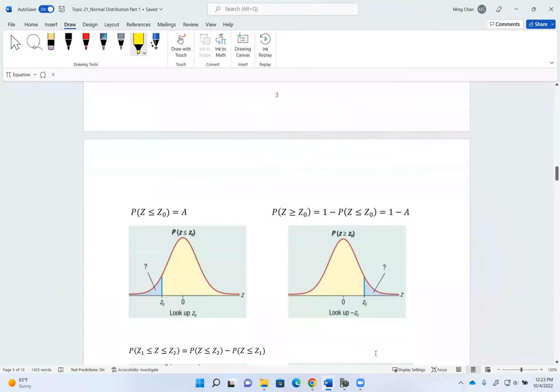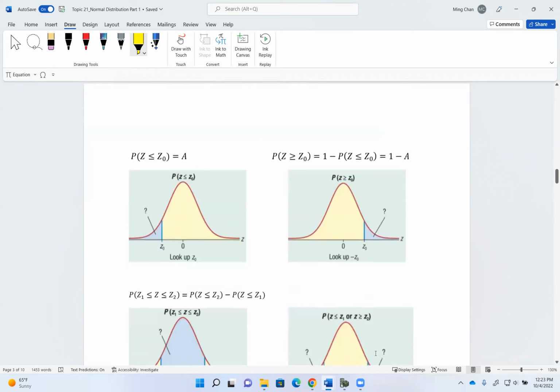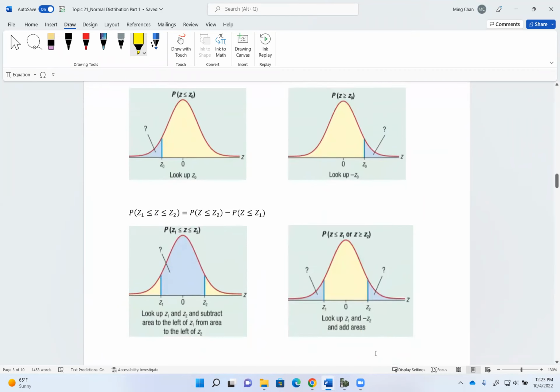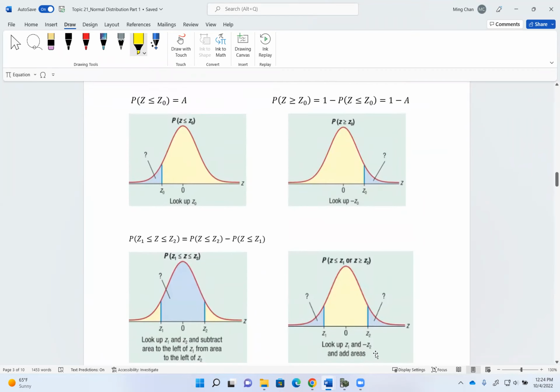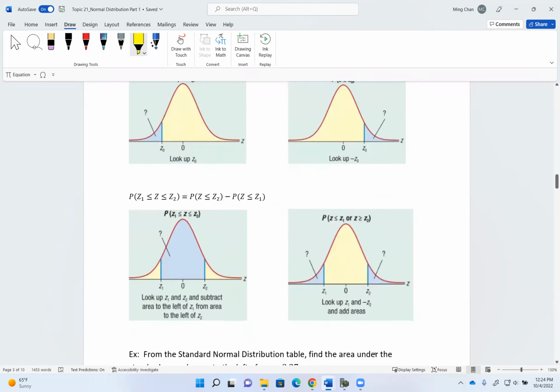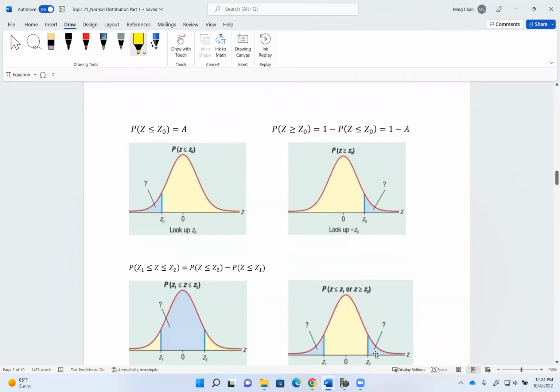Here are the 4 scenarios that we're going to run into in terms of applications. We'll be looking for the area under the curve to the left of the z-score. We can look for the area to the right, in between, or outside of 2 z-scores. Since the table displays area to the left, once I find a z-score and look it up, the answer on the table is the area to the left.